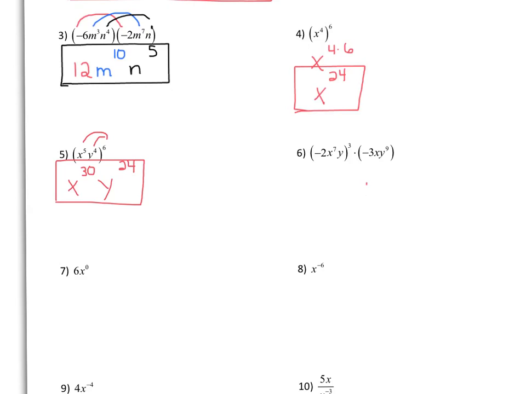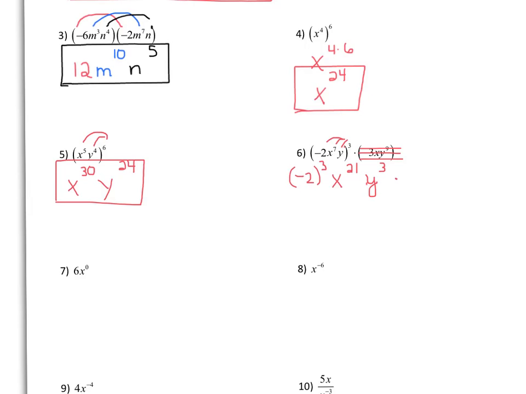Next one is a lot trickier. I'm going to kind of pretend that this isn't here for a little bit. I'm going to deal with that negative 2x to the 7th, y all to the 3rd. And once again, I'm going to multiply that out. Negative 2 should go in parentheses, cubed. X to the 7th to the 3rd, we multiply to get x to the 21st. And then we'll have y to the 3rd, since that exponent was a 1.